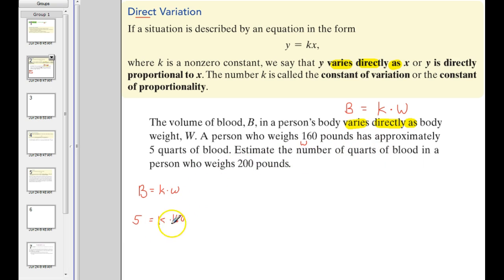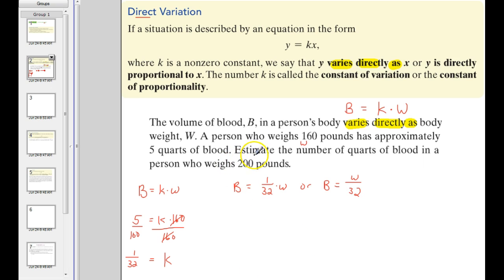Well, first of all, we need to solve for k. So I'm going to divide both sides by 160. And then 5 over 160 will reduce to 1 over 32. 160 divided by 5 is 32, so we get 1 over 32. So that's k. Now I know exactly what k is, so I'm going to substitute this in for k. I get B equals 1 over 32 times W, or you could write it as B equals W over 32.